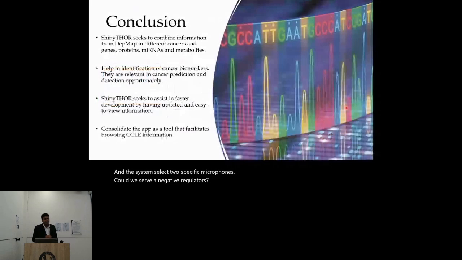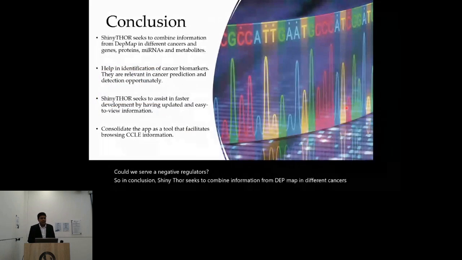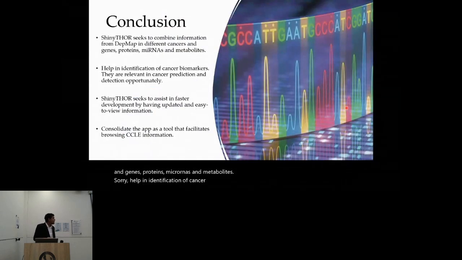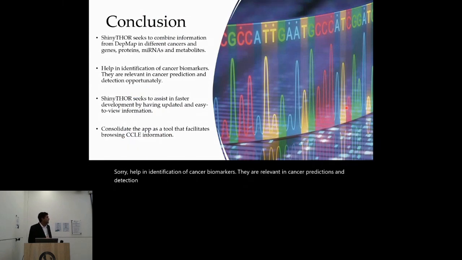In conclusion, ShinyTHOR seeks to combine information from DeepMap on different cancers and genes, proteins, microRNAs, and metabolites, to help in the identification of cancer biomarkers that are relevant in cancer prediction and timely detection. ShinyTHOR seeks to assist in faster development by having updated and easy-to-view information, and to consolidate the app as a tool that facilitates browsing CCLE information.